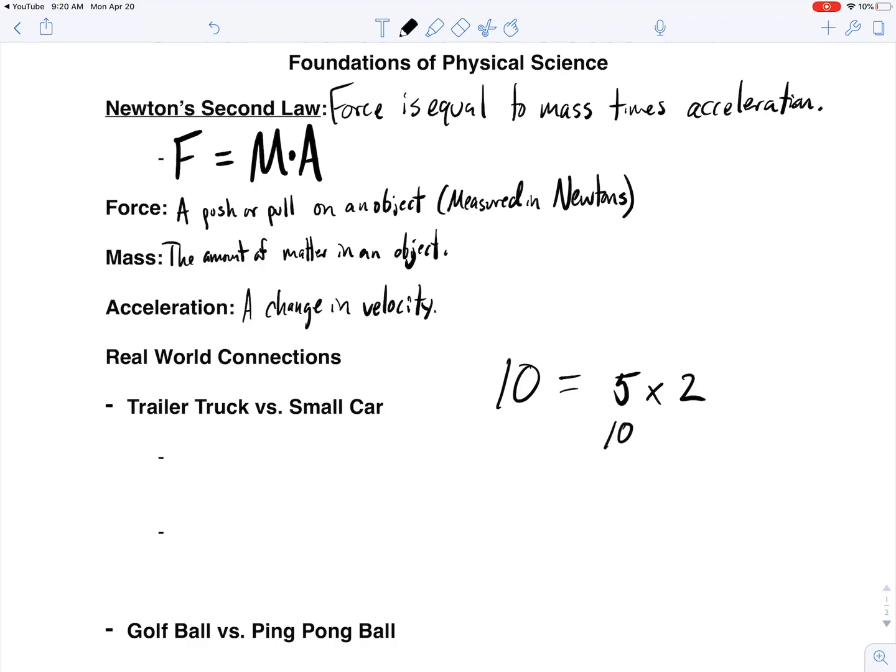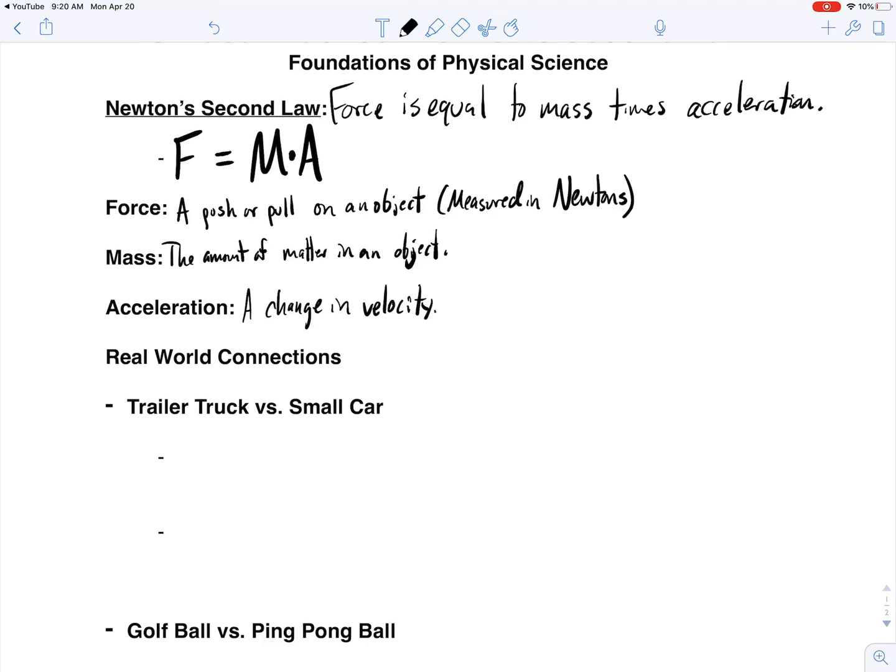Okay, now here's the crazy thing. So let's say we double the mass of the object. We take a really big object and we give it a mass of 10, but we want it to accelerate at the same rate. Well, guess what? The force required doubles, okay? And that's where this tractor-trailer truck, small car example comes into play. So let's think about this.